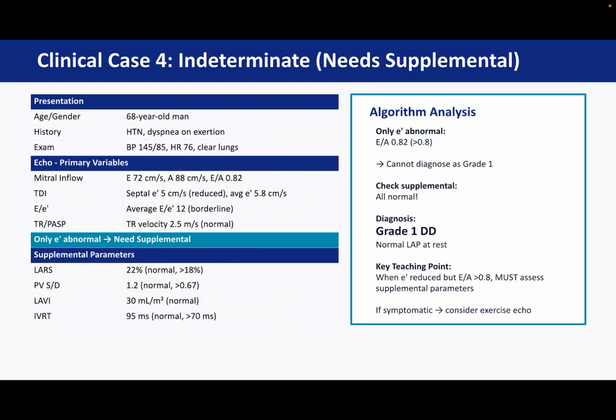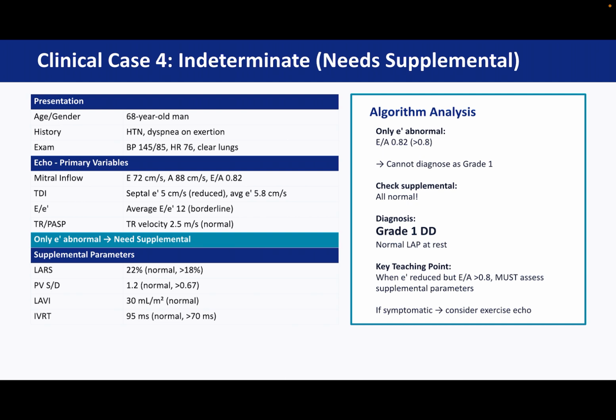Clinical case 4, an indeterminate case that needs supplemental material, as instructed by the new guidelines. A 60-year-old man, hypertension, exertional dyspnea, only E prime is abnormal among the primary variables. This is where 2016 would have said indeterminate and left you hanging. Let's see how the 2025 guideline handles it.